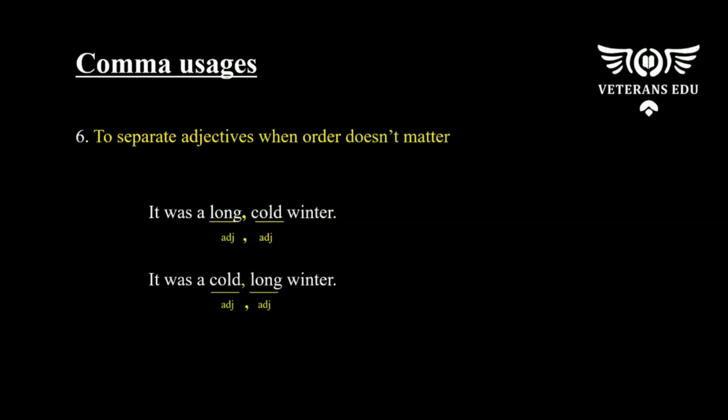And this brings us to our final usage that is fundamental for SAT writing. We also use a comma to separate adjectives when order doesn't matter. For example, in the sentence, it was a long, cold winter. The order of the adjective doesn't matter because I can also say it was a cold, long winter. Another way of writing an adjective when order doesn't matter is using the word and. For example, it was a cold and long winter. So remember that when the adjective order doesn't matter, we can use a comma to separate them.